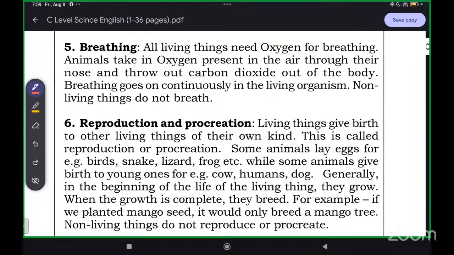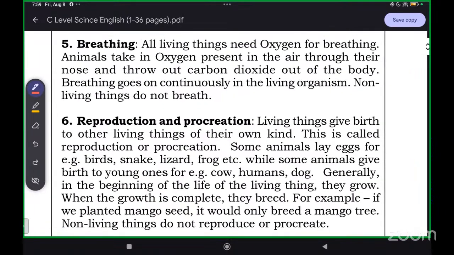The next is breathing. All living things need oxygen for breathing. Animals take in oxygen present in the air through their nose and throw out CO2 out of the body. Breathing goes on continuously in living organisms. Non-living things do not breathe.